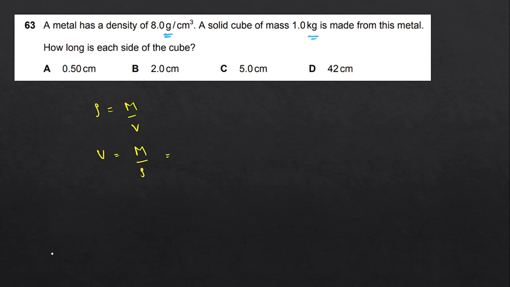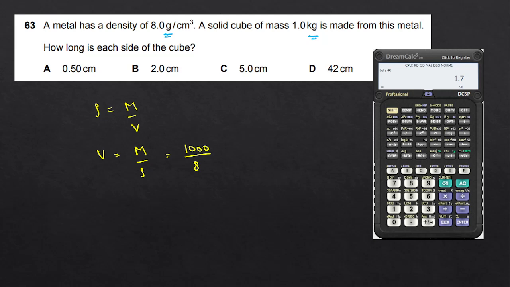So 1 kg is equal to 1000 grams. This will be 1000 divided by the density, 8.0. Let's use our calculators to determine this. 1000 over 8, it's 125. 125 cm cube is the volume of the object. So 125 cm cube is the volume of the cube.